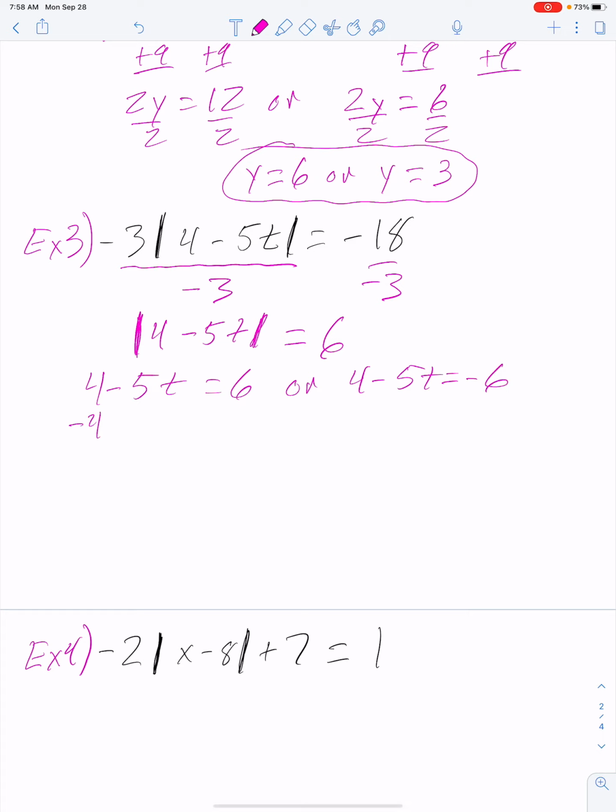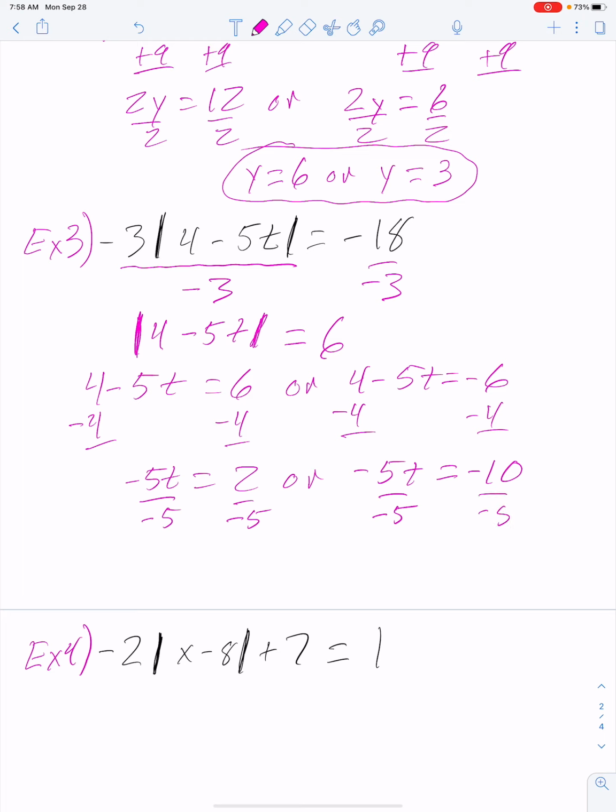Again, as I go through and solve, it doesn't change that in either equation I'm going to subtract 4 from both sides. But like we saw in the previous 2 examples, it does mean that I'm going to end up with 2 separate answers because I'm going to end up with 6 minus 4, which leads to 2, or negative 6 minus 4, which leads to negative 10. And so from there, in both equations, my final step is to divide by negative 5. And I end up with t equals negative 2/5, or t equals 2.